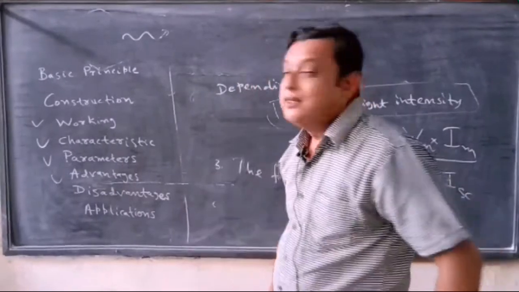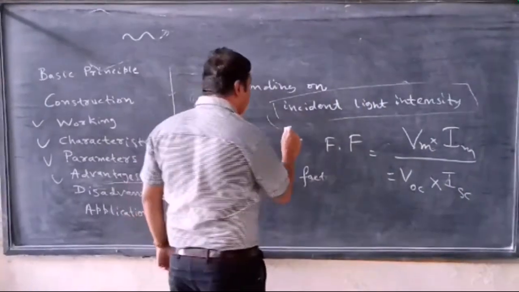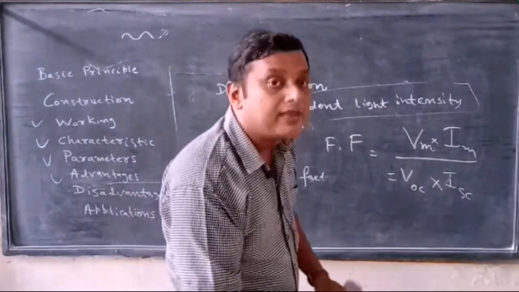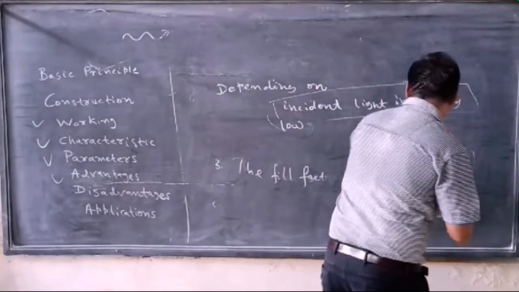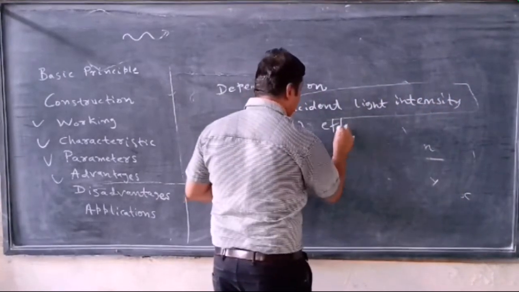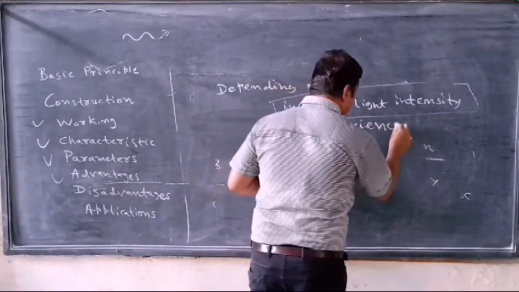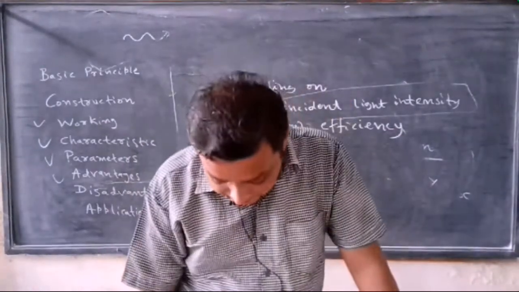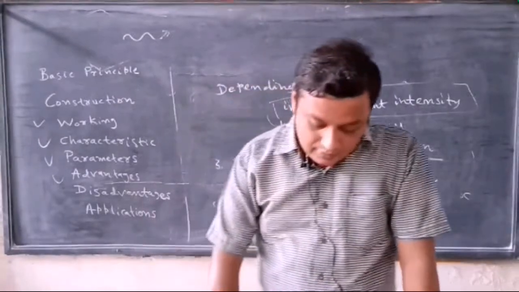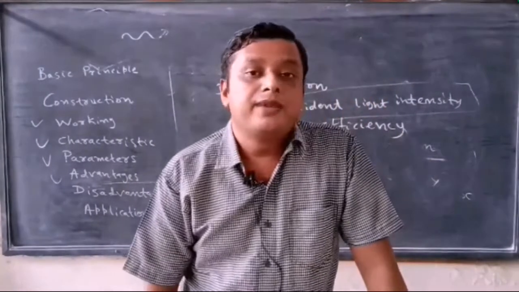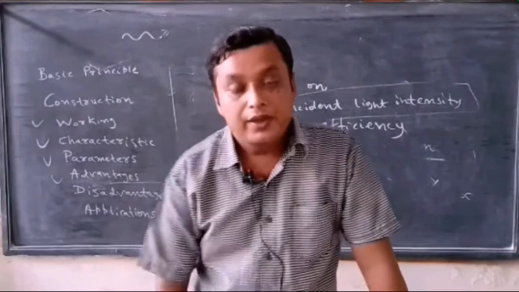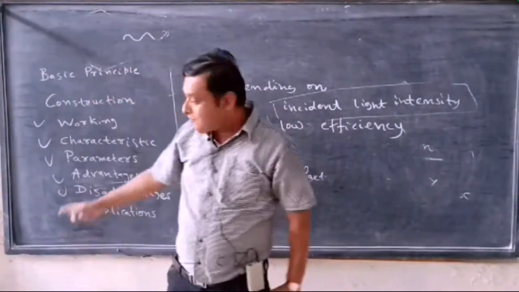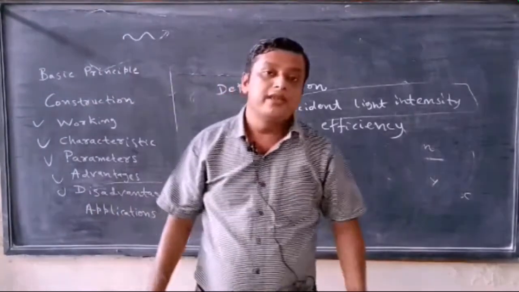Another is low efficiency. There is a low efficiency of the solar cell. So this is also a disadvantage of the solar cell. Further, the storage mechanism is expensive. This is also a disadvantage of the solar cell. Now I am going to move towards the applications.